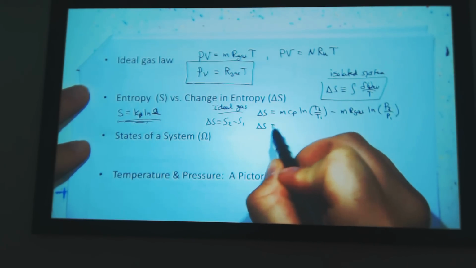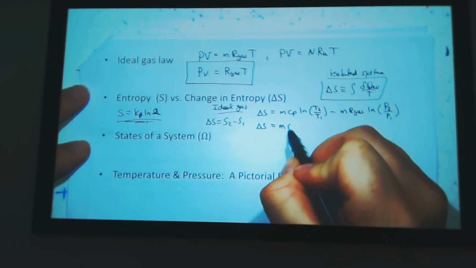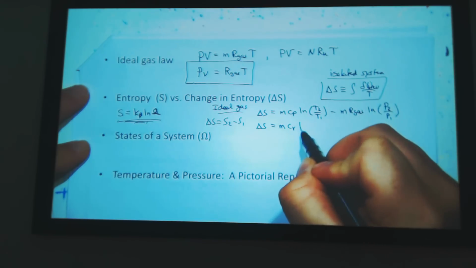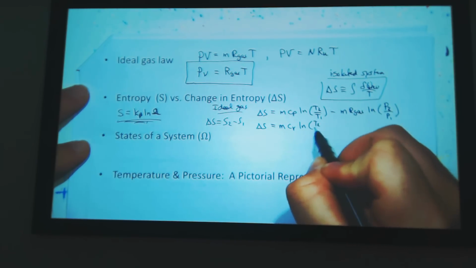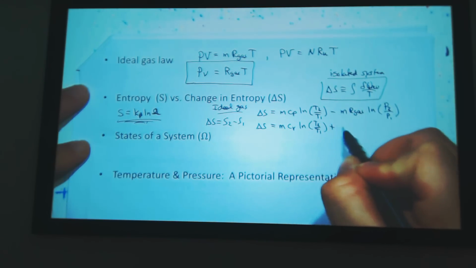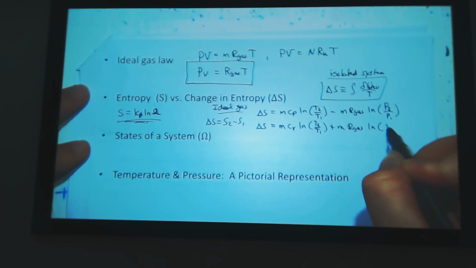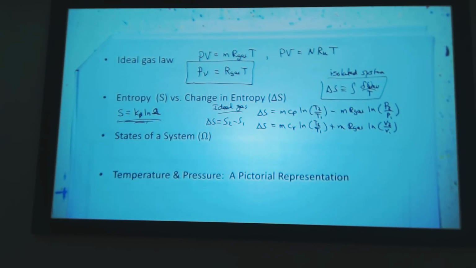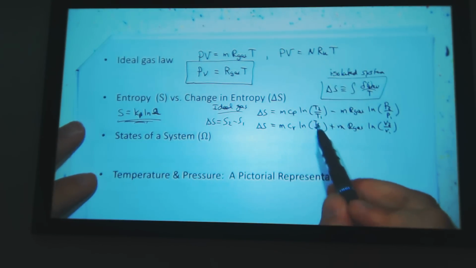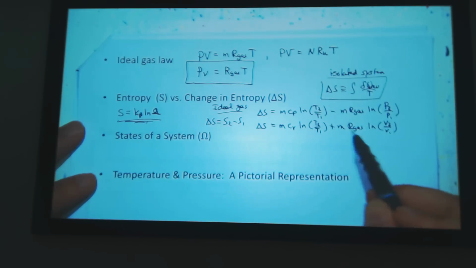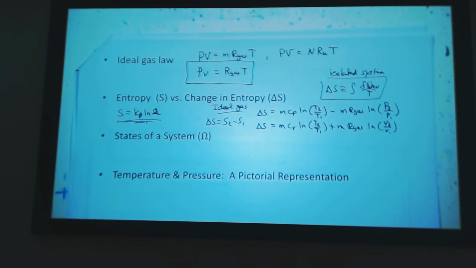So another way to write out the change in entropy is the mass times the heat capacity at constant volume times the natural log of T2 over T1, plus the mass times the gas constant times the natural log of V2 over V1. So if I expand my ideal gas at constant temperature, this ends up being 1, right? Initial and final, so this gets crossed out. Now I expand my gas. As I expand it, the volume increases.